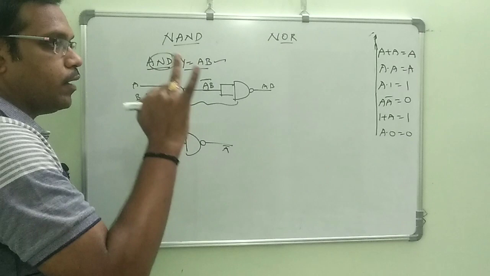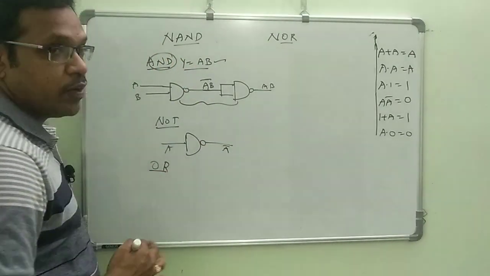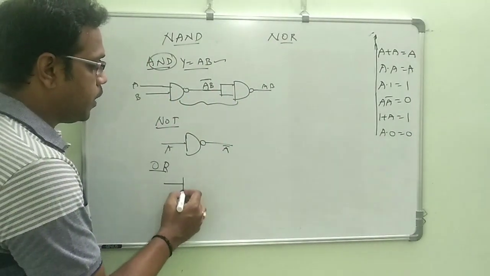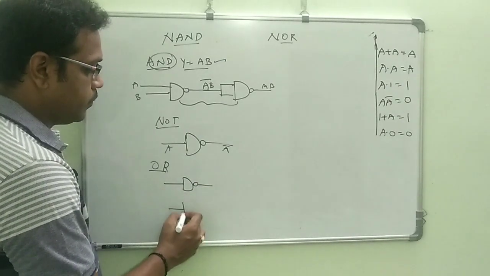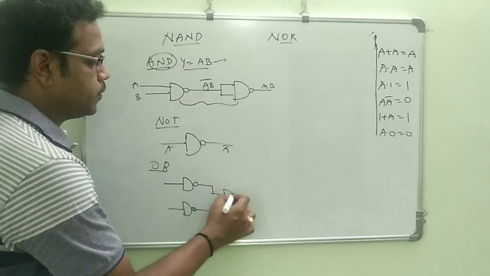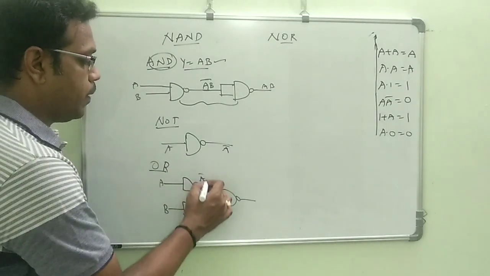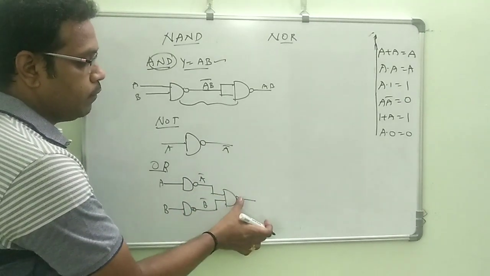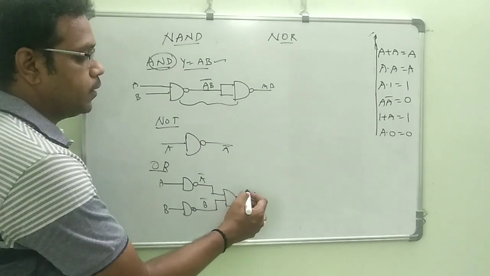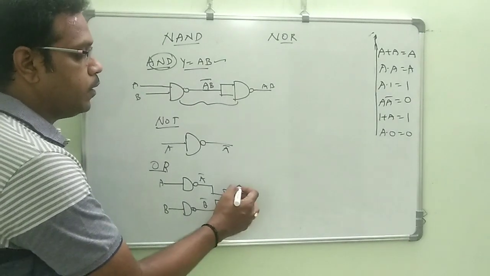The basic gates are 3: AND, NOT and OR. So for OR, what do we have to do? For OR purpose, we need to use 3 gates. So if you use 3 NAND gates with A, B, A bar, B bar, without this bubble, it is just the multiplication of this one, and if you use this bubble, you will get the complement.